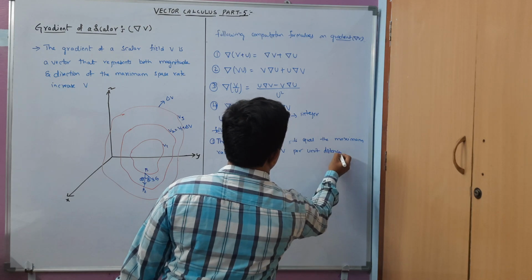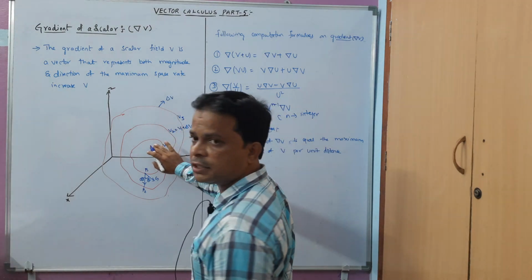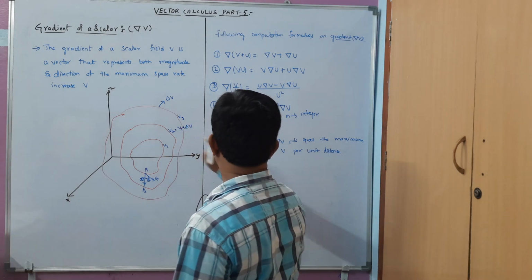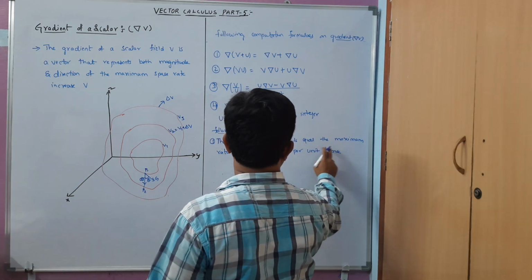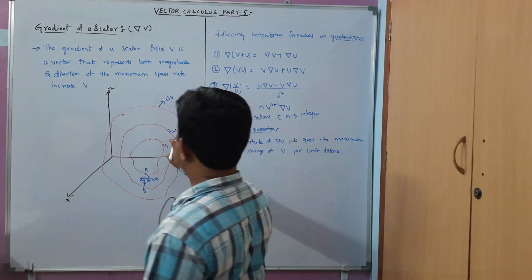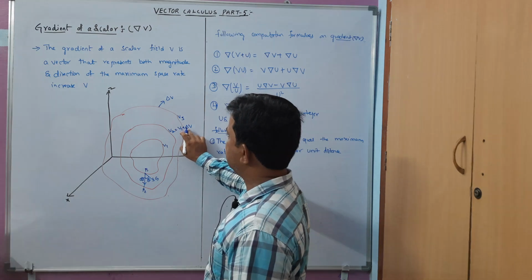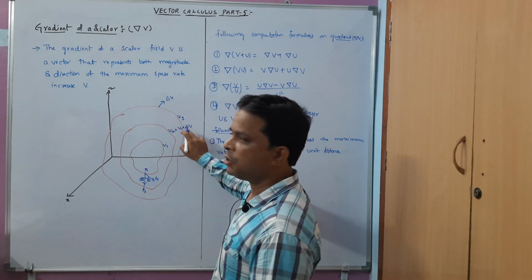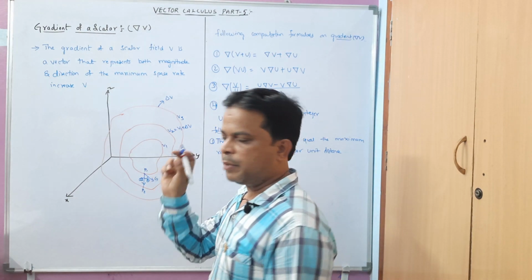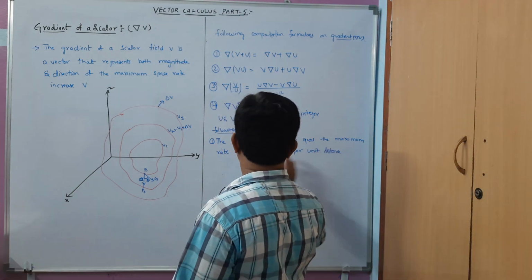So you can observe this from the following diagram. So per unit distance we are having the maximum rate of change. So if we take v2 minus v1 we are having del v, and from v3 minus v2 we are having del v. So per unit distance there is a maximum rate of change.